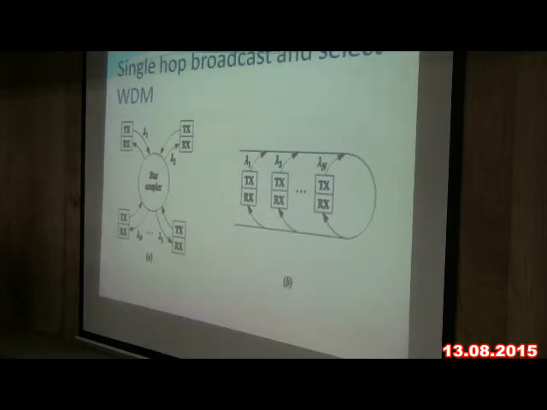Using that filter, it will choose the correct signal. If node 3 wants the signal from node 1, the tunable filter in node 3 tunes and selects the lambda 1 signal, that is the signal coming from node 1. This is the broadcast and select network. Broadcast means it transmits all the signals to all nodes. The nodes have the tunable filter, and that tunable filter chooses the appropriate signal. Next one.